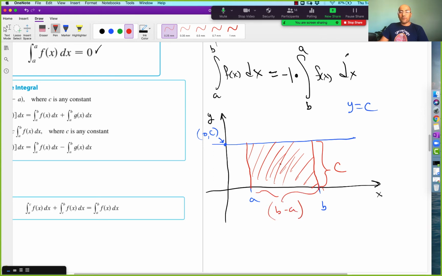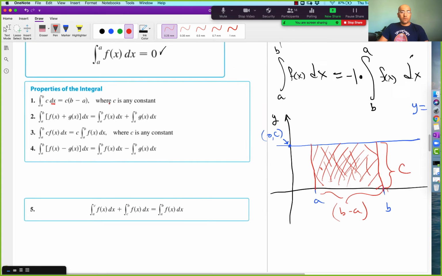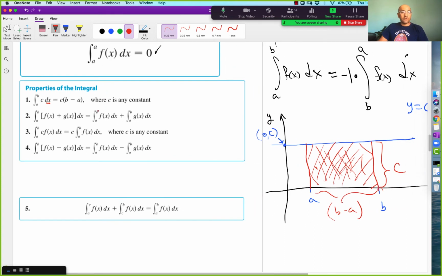And if we multiply those two together, we get the area of this rectangle, and that's what this is letting us know. The integral from a to b of the function c, where c is some constant, dx is equal to c times b minus a. Okay. Questions, questions, questions, questions?